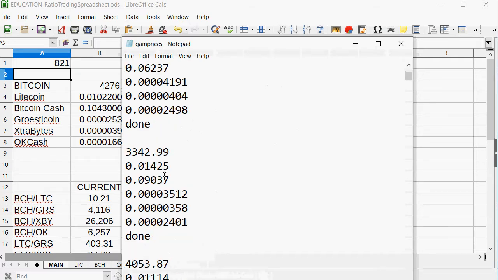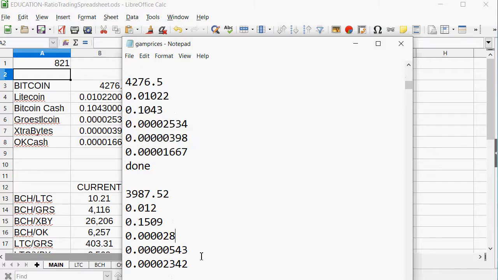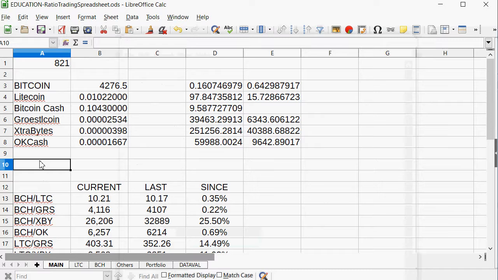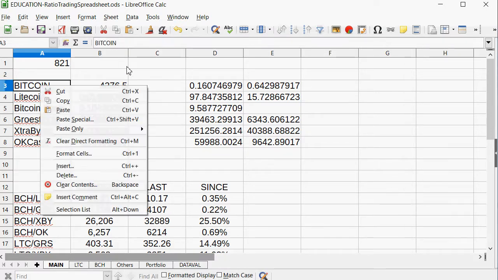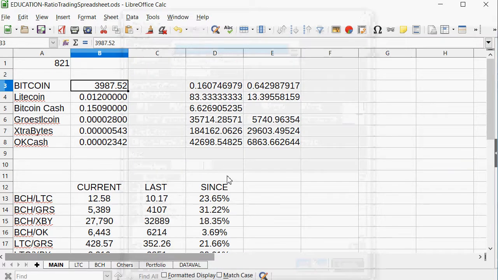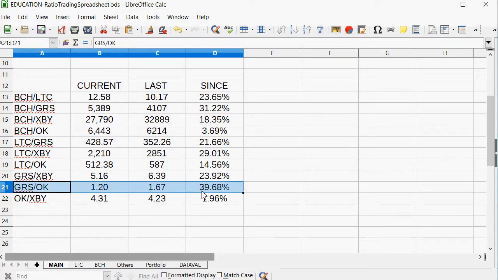And the next day is going to be 4,200, now down to 3,987. And we'll just copy and paste them in. And what kind of movements do we have? Well, we have a 40%er here, GRS and OK Cash. It went from 1.67 down to 1.2. So that means since it went lower, OK Cash was the winner.